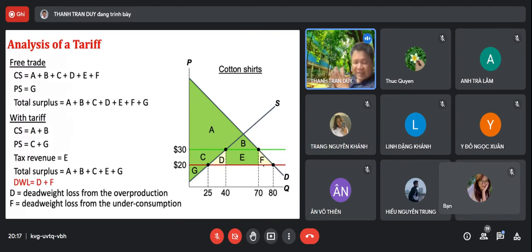So economists do not like this one because it creates deadweight loss. Okay. Any questions so far?